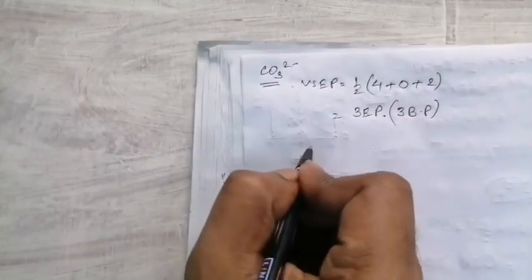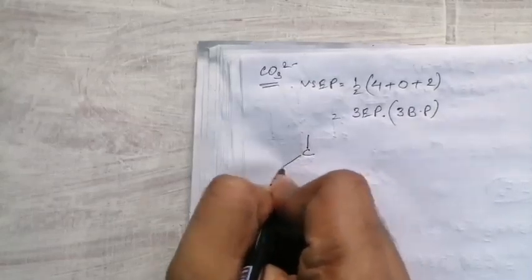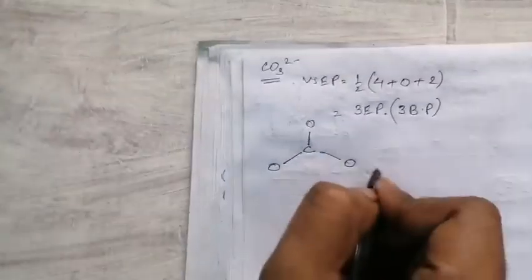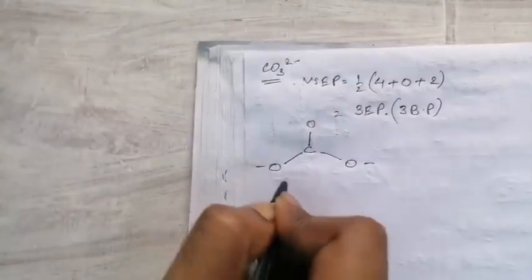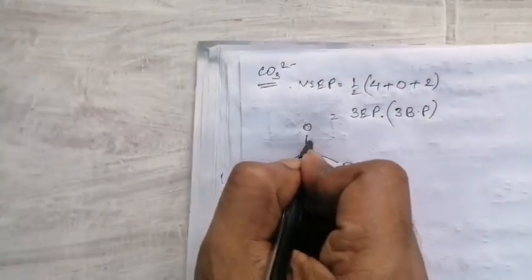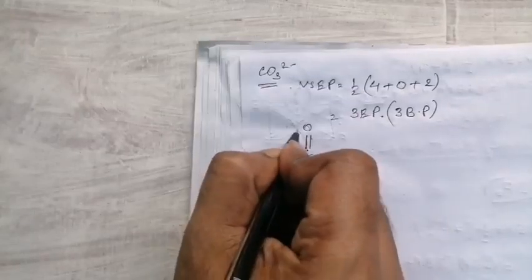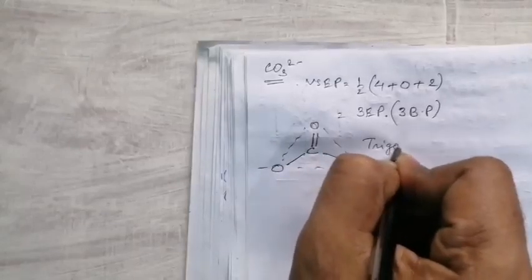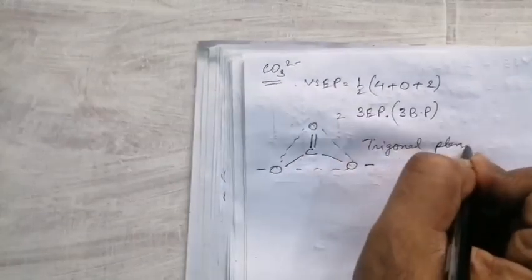So the geometry of the molecule is carbon, oxygen, oxygen. Regular. Now you have to put the negative charge. Put the negative charge here on one oxygen, another oxygen. The oxygen which is not having the negative charge, satisfy the valency by putting a double bond. So the shape of the molecule is trigonal planar.